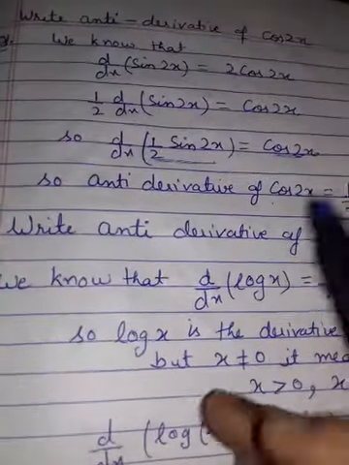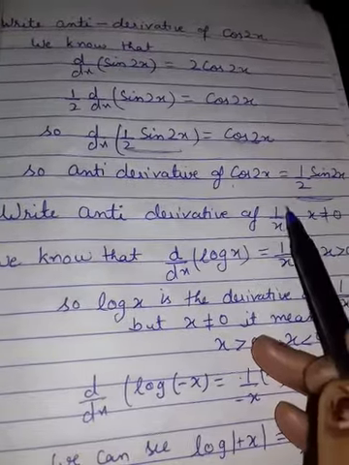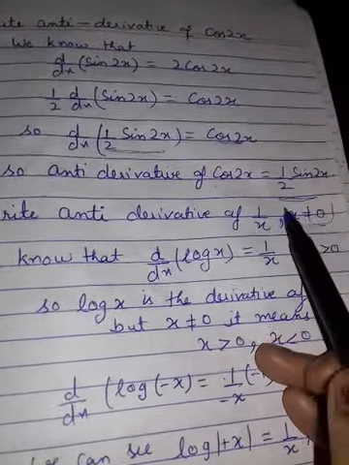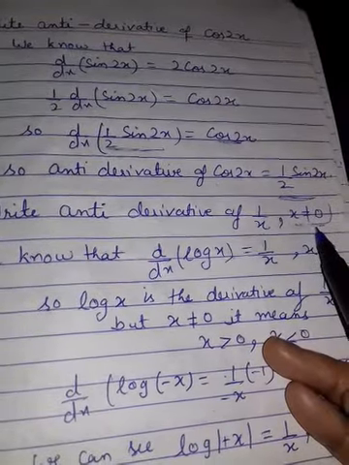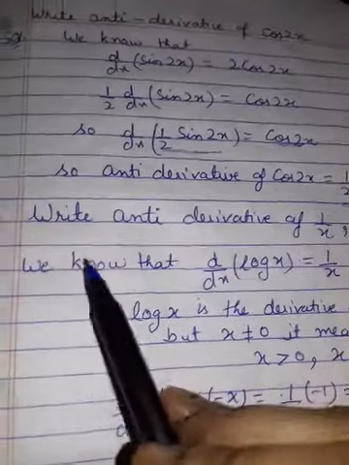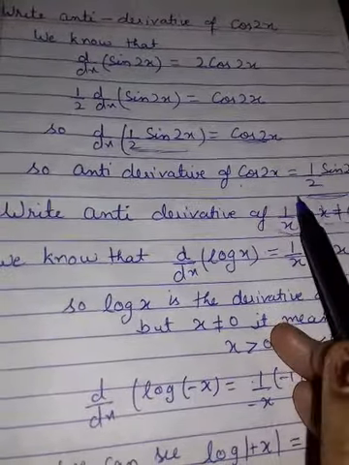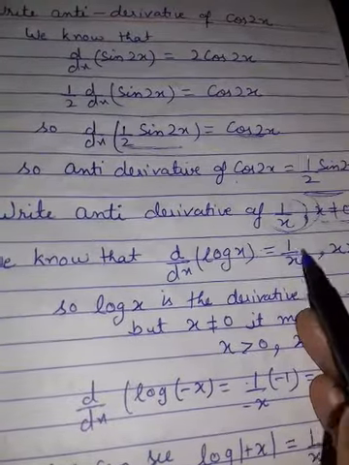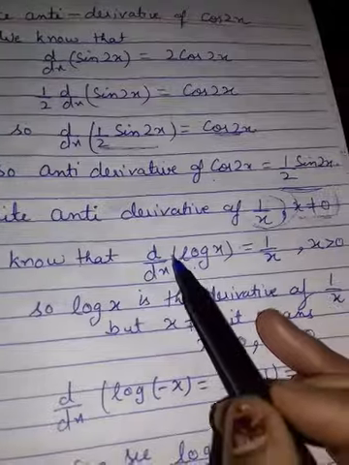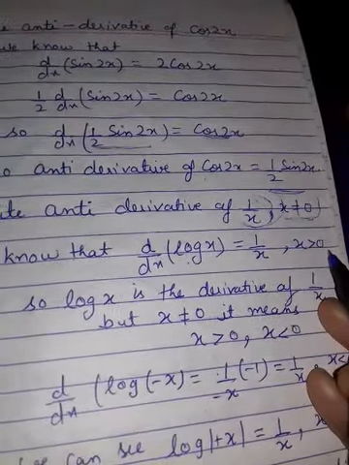Next is to write the antiderivative of 1 by x, where x is not equal to 0. From this you get that x is not equal to 0, which means x can be greater than or less than 0. So we know that 1 upon x is the derivative of which function? Of log x, because we know d/dx of log x equals 1 by x. So this is for x greater than 0.